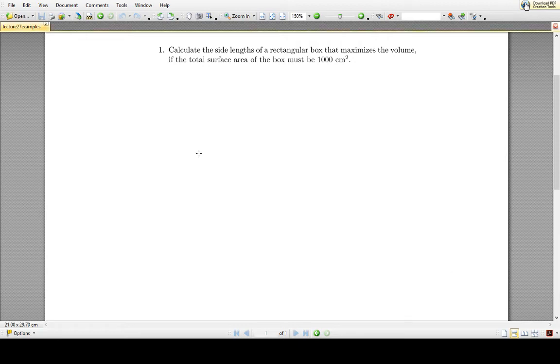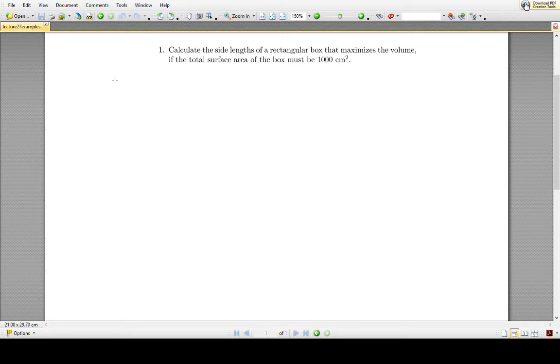In this question, we're asked to calculate the side lengths of a rectangular box that maximizes the volume if the total surface area of the box must be 1,000 centimeters squared. So this is a constrained optimization problem. We're trying to maximize the volume, with the fact that the total surface area of the box must be 1,000 centimeters squared.